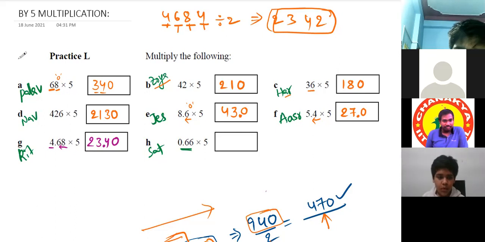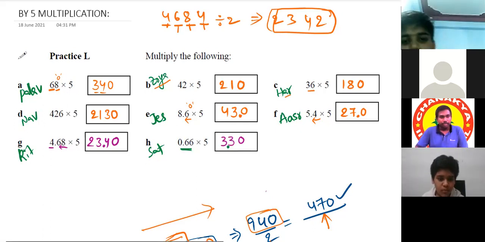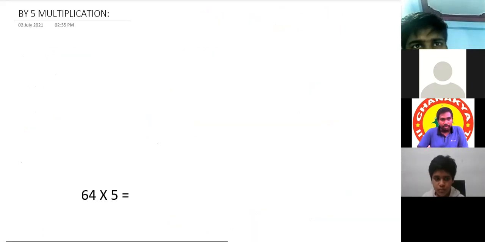Satvik, your question now. Yes, sir. We can ignore the decimal point, and 66 divided by 2 is 33. So there's no remainder. So 330. The decimal point is after 2 digits. So from the right, after 2 digits, you should put a decimal point. So 3.30 is the answer, final answer. Correct. So let's see one more exercise.